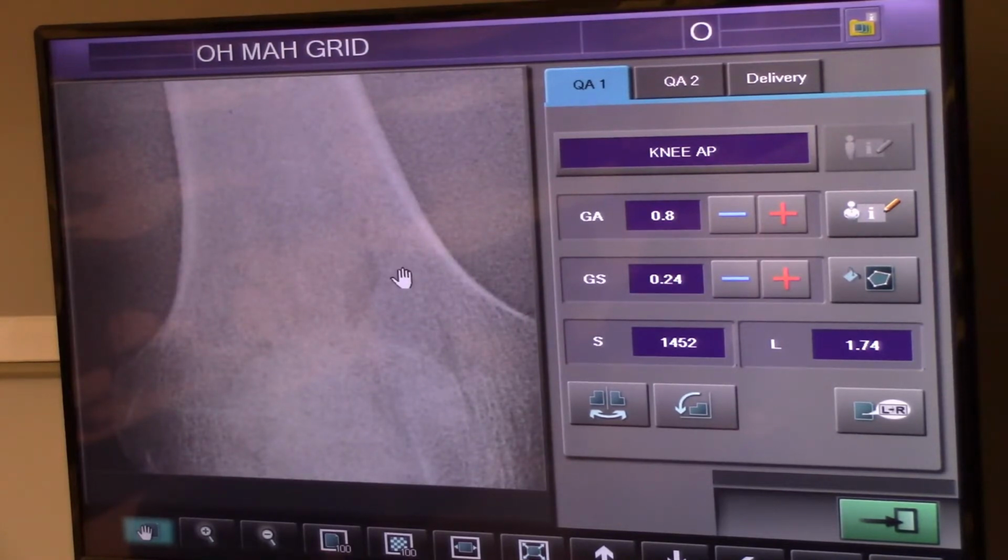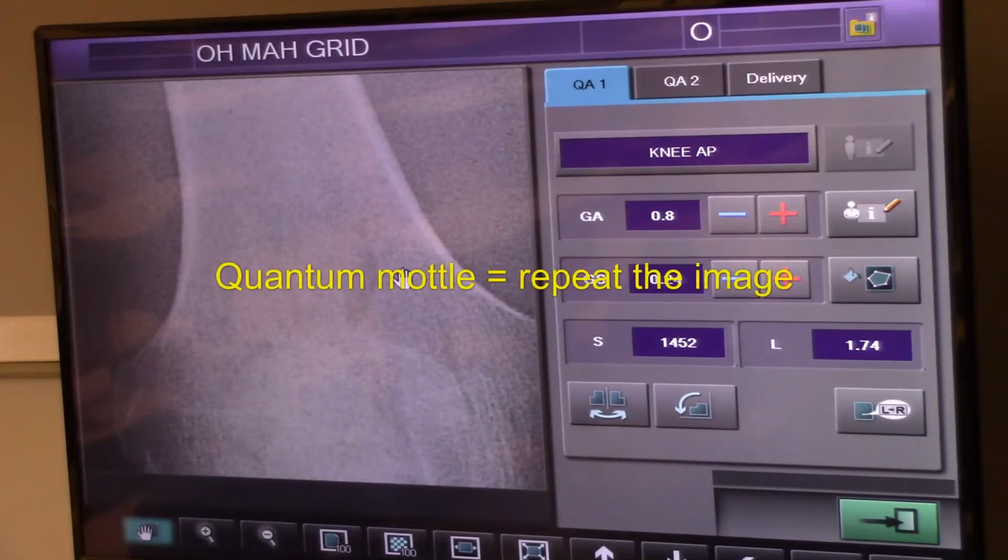So for CR, yeah, this is the CR, not the DR. We haven't done the DR yet. All right, so is the CR image acceptable? No, we need to repeat that.